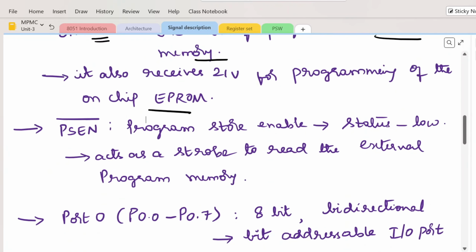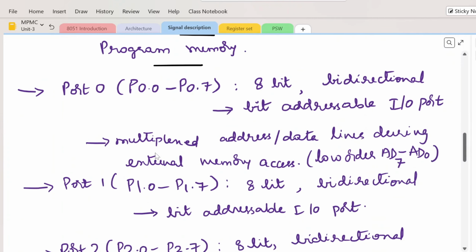Next coming to PSEN bar. This is program store enable and its status is active low because we have the bar. It acts as a strobe pin to read the external program memory. So to access the external memory, we require EA bar to be 0, ALE to be 1 and PSEN bar to be 0. Next pins are the ports.